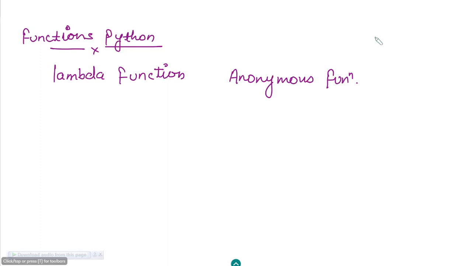It has multiple variables like a, b, c, and so on, but will contain only one expression. Only one expression that can be anything, like a plus b plus c. This is only one expression, right? So you put the lambda keyword to make a lambda function. You can store this function into a variable.